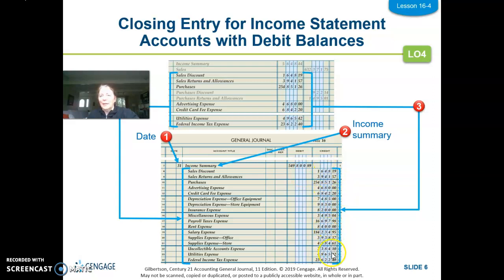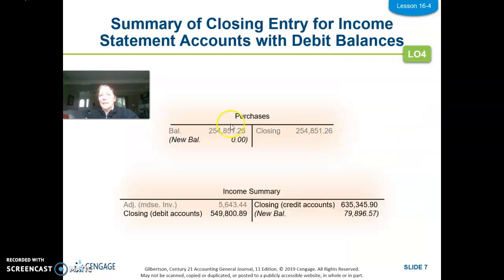All the debit balances, expenses, and contra revenues are going to get credited. We'll put the total to income summary. And this again is just showing you for the biggest account, purchases, that it had a balance of $254.